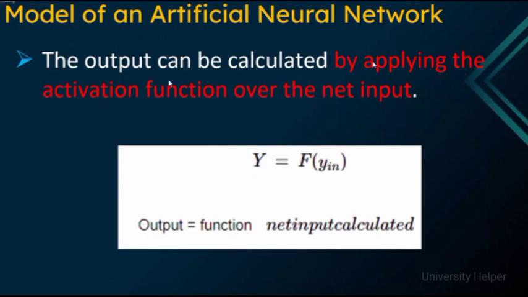Likewise, the output can be calculated by applying the activation function. How can the output be calculated? For that, the net input is calculated by finding the summation of the inputs multiplied by the weights, and then you apply an activation function. With the sigmoid, there are certain ranges you are going to work with. You convert whatever input you get to trigger the output. So don't get confused with this activation function over the net input.